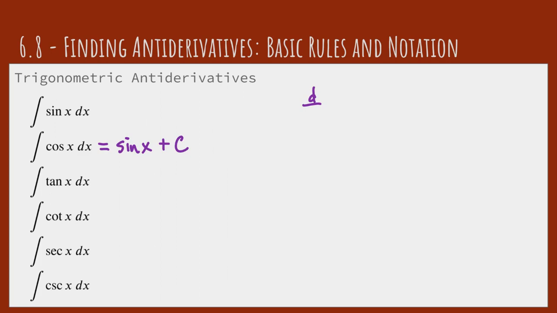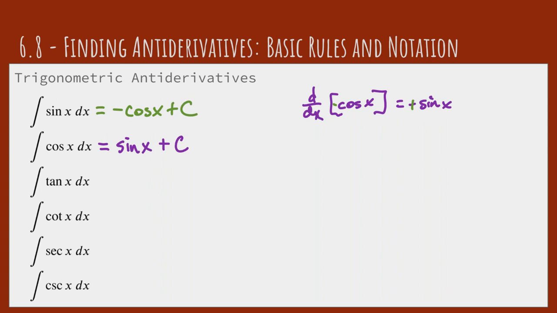The derivative of cosine is the opposite of sine of x. So reversing that, that negative here, then we can reverse that and say that the antiderivative of sine of x is the opposite of cosine of x.